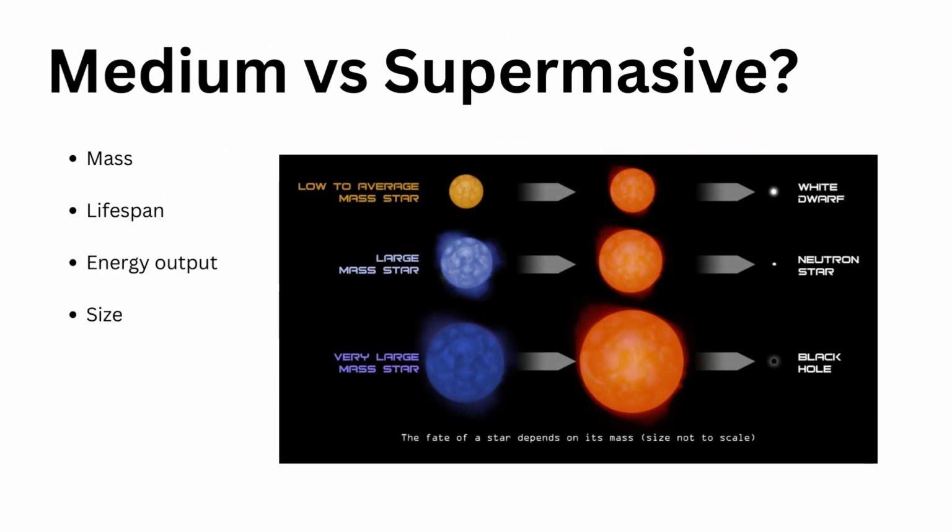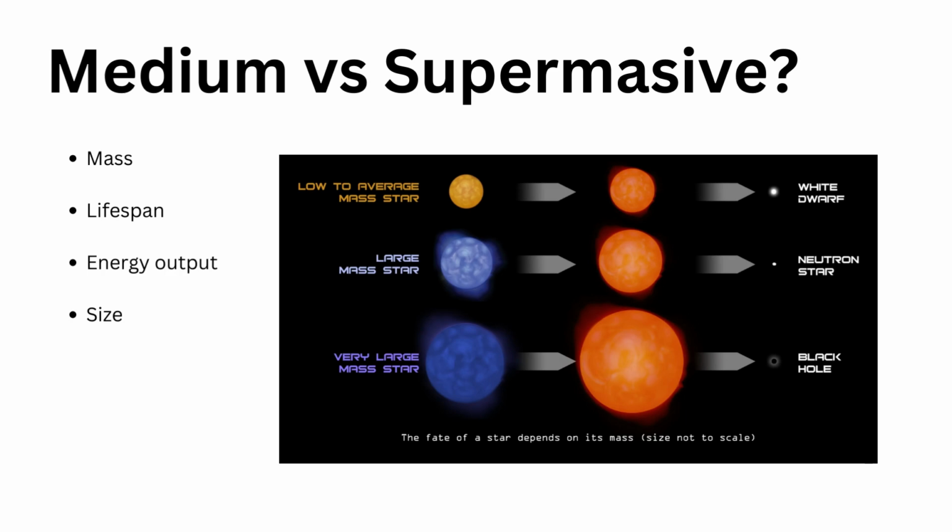Let's talk about the two types of stars. There are two types of stars discussed in this presentation, medium and supermassive. Medium-sized stars and supermassive stars differ in several important ways. Firstly, mass. As their name suggests, the main difference between these two types of stars is their mass. Medium-sized stars, like our Sun, have a mass of about 0.5 to 8 times that of the Sun, while supermassive stars can have masses of over 100 times that of the Sun.